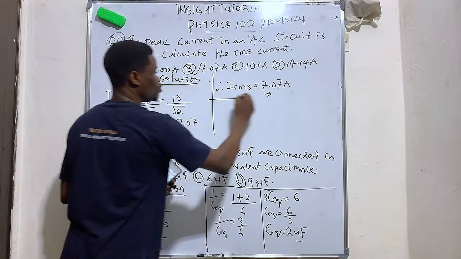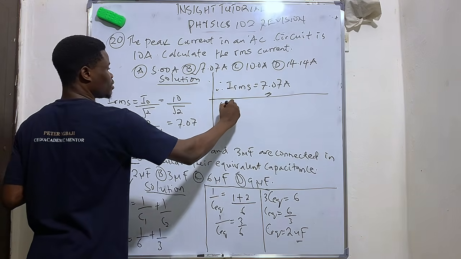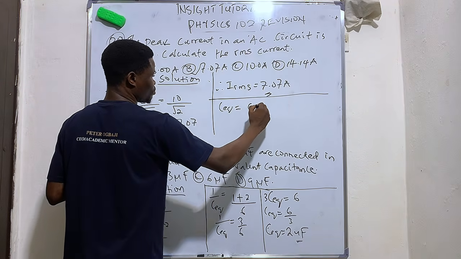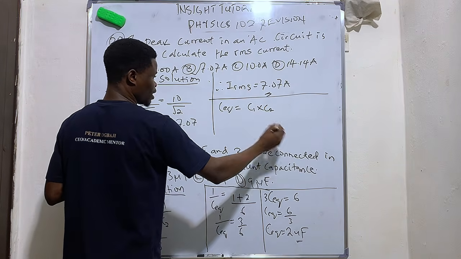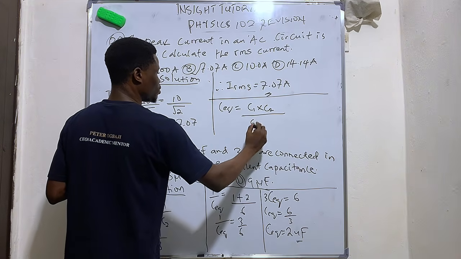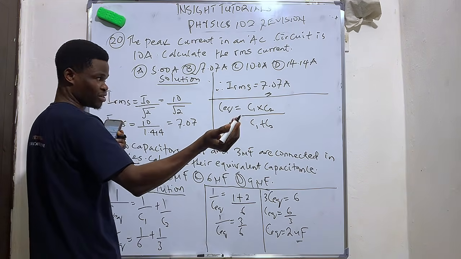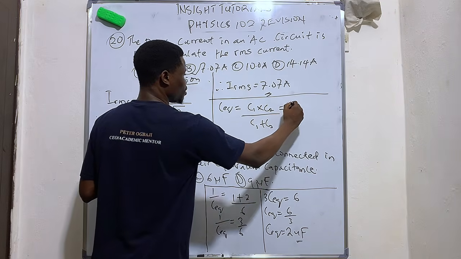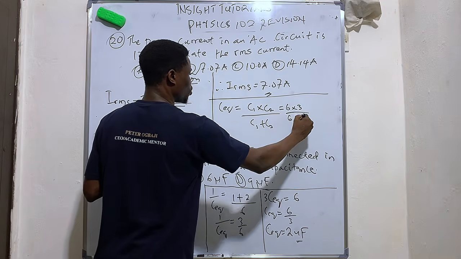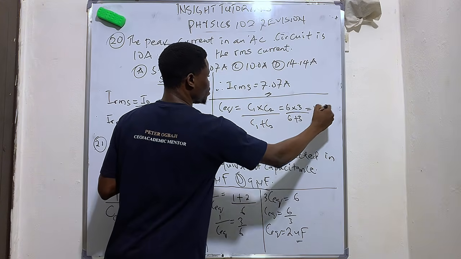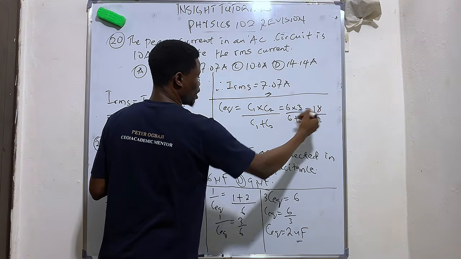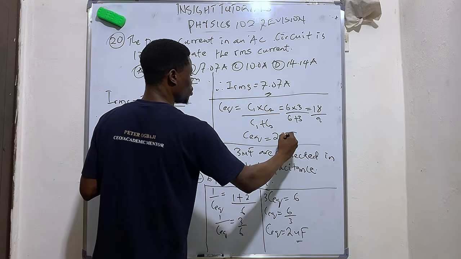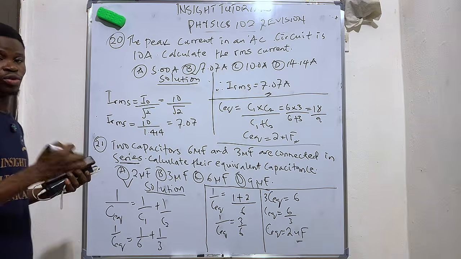Like I said, you can say that the equivalent capacitance is equal to the product of the two capacitances all over the sum of the two capacitances to give you the same answer. That's to say, 6 times 3 all over 6 plus 3. So if you do this, it's going to be 18 all over 9. And if you do 18 divided by 9, this is still going to give you 2 microfarad. So either way, you're correct.